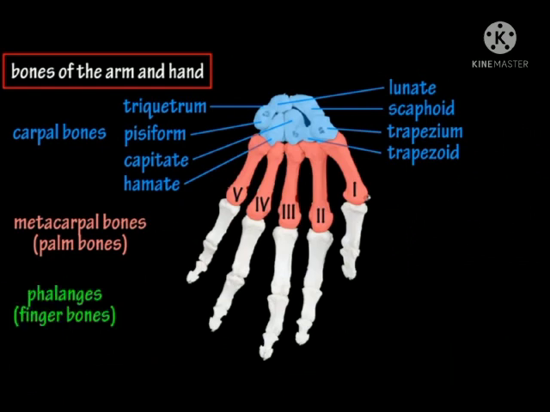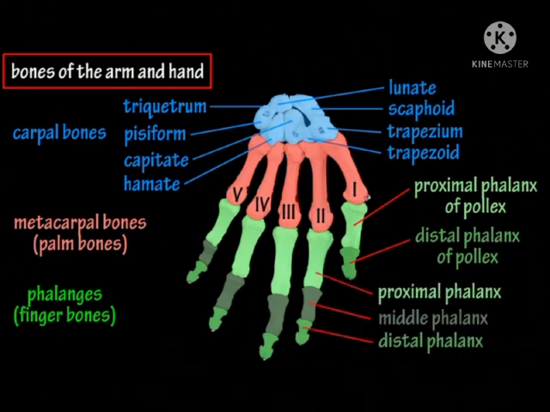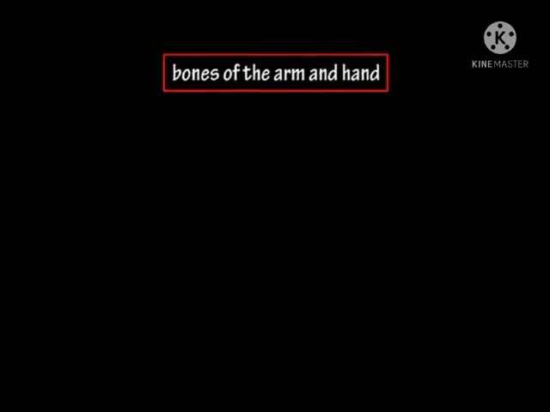The bones of the fingers are called phalanges, and the thumb consists of 2 phalanges, with the 2nd through 5th fingers having 3 phalanges each. The thumb, also called the pollex, has a proximal phalanx of pollex near the palm and a distal phalanx of pollex away from the wrist. Distal means away from the trunk of the body, and proximal means closer to the trunk of the body. The 2nd through 5th fingers each have a proximal phalanx, a middle phalanx, and a distal phalanx. And that covers the bones of the arm and hand.